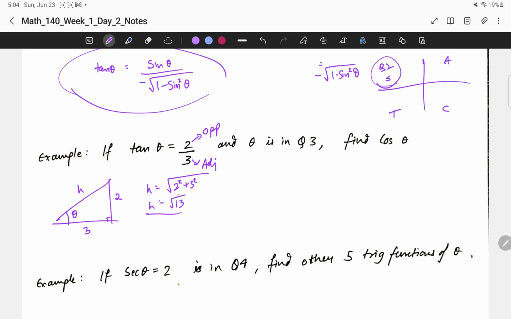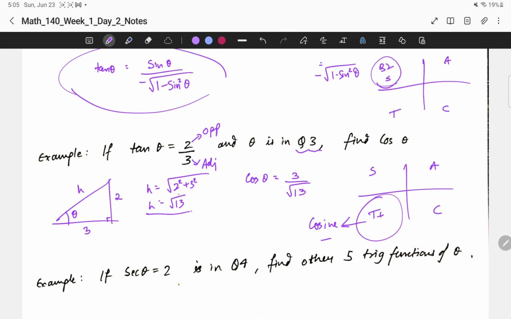Then by definition, cosine theta is adjacent over hypotenuse, which is 3 over root 13, but quadrant 3. So you need to check. Quadrant 3 is ASTC. So tangent positive, which means cosine is negative. So your final answer, you need to add a negative here before you report the values.